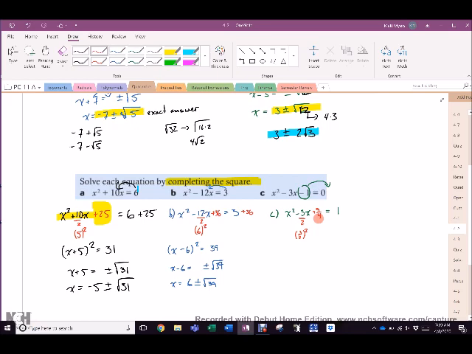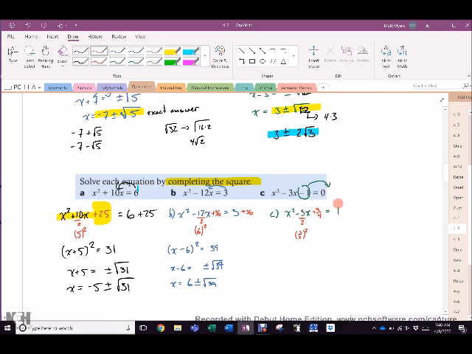So let's have a look at this. What made A and B easy? Well, 12 divided by 2 gave me 6. 10 divided by 2 gave me 5. They were even. When it's not even, it's barfy. But we can still do it. And don't worry, I'm going to show you ways to get around that later. But we're going to practice this right now.